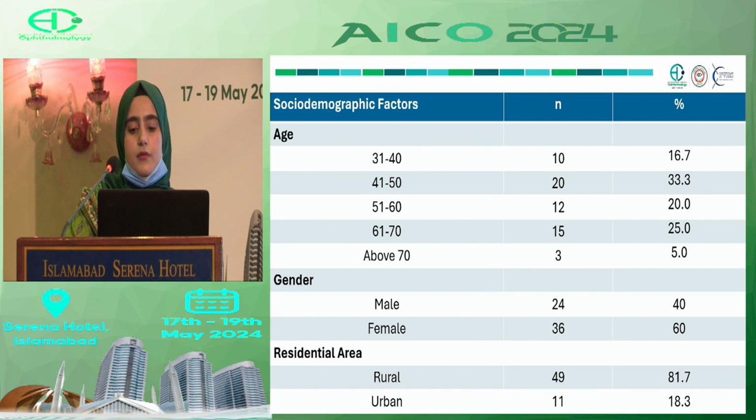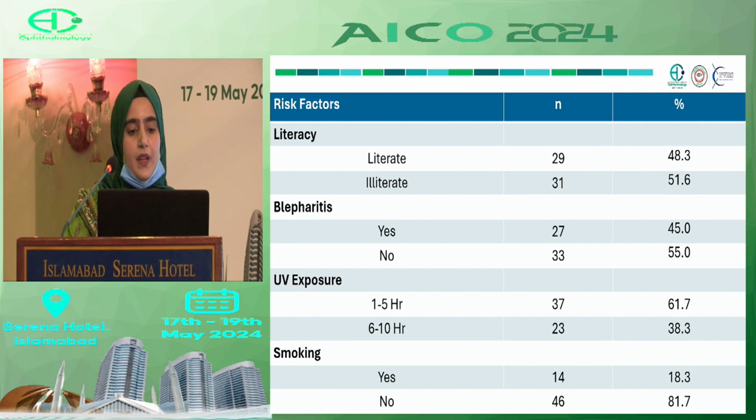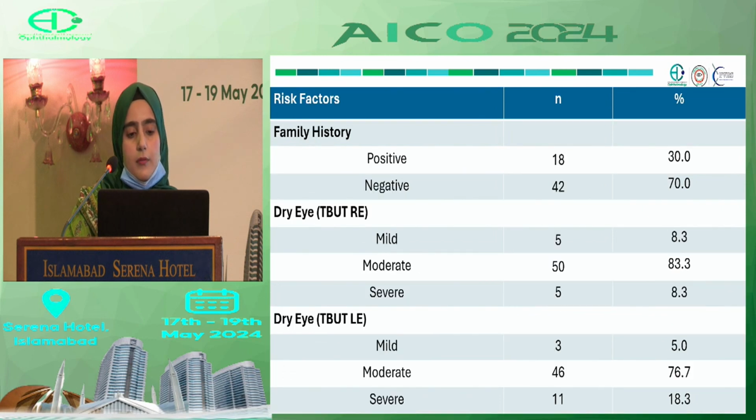Gender, male were 40% and female was 60%. Patients from rural areas were 81.7% and urban 18.3%. Illiterate patients were 51.6% and literate were 48.3%. Blepharitis present was 45%. UV exposure 1 to 5 hours was 61.7% and 6 to 10 hours, 38.3%. Patients with a history of smoking were 18.3% and non-smokers were 81.7%. Positive family history was 30% and negative was 70%.